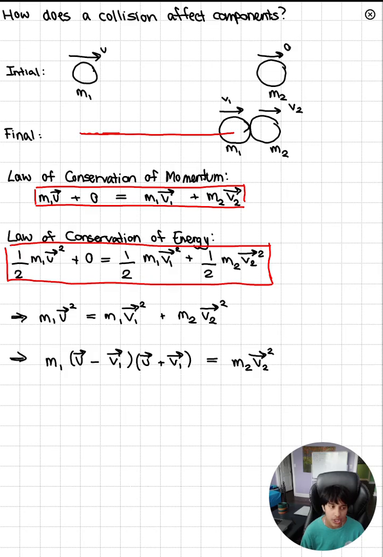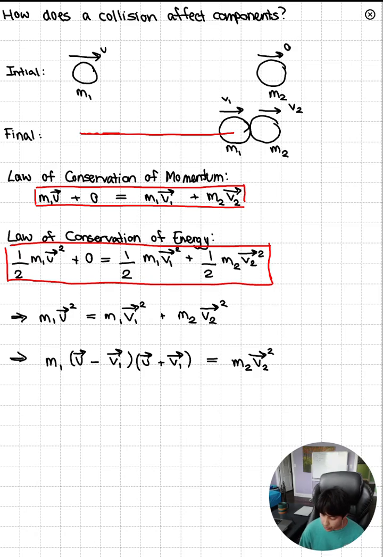Meanwhile, after the collision, the velocity of the first body becomes v1, so its kinetic energy becomes half m1 v1 squared, and since the kinetic energy of m2 changes as its velocity changes, it becomes half m2 v2 squared. So this simplifies into this equation: m1 u squared equals m1 v1 squared plus m2 v2 squared.